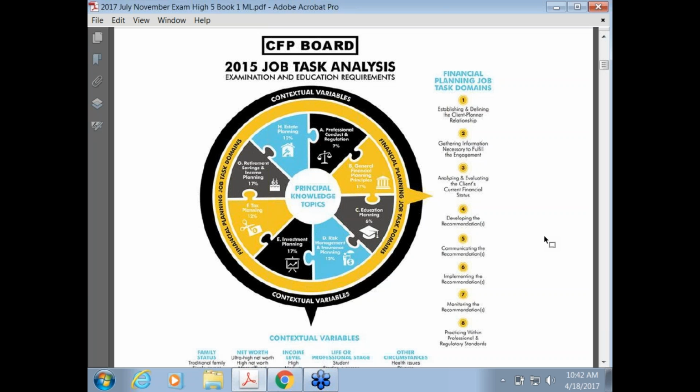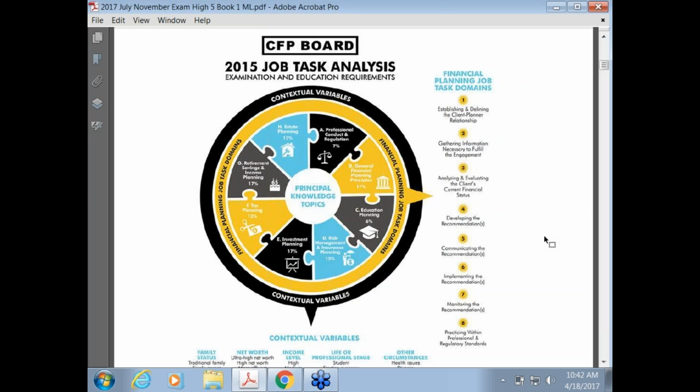Down the right-hand side of this page, you see financial planning, job, task, and domains. Well, that's CFP board fancy language for those are the steps in the financial planning process. So a question, while it may be centered on one of the 72 topics, the question may be testing what happens during any one of those financial planning steps. What kind of information needs to be gathered to come up with a solution for this particular goal or problem that's being described in the question.